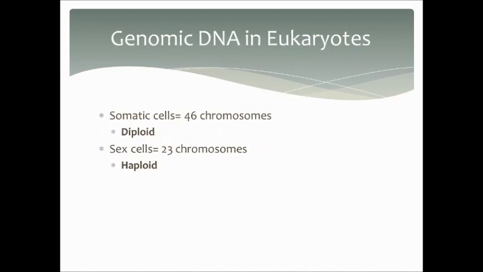In eukaryotes, we have two different types of cells. We have somatic cells, meaning body cells, which have 46 chromosomes, and we have our sex cells or gametes with 23 chromosomes. Our somatic cells have two homologous sets of chromosomes, one from each parent, and those are known as diploid cells because they have two homologous sets. Our gametes are haploid because they only contain one set of chromosomes. So sometimes diploid is abbreviated 2N and haploid is abbreviated 1N.